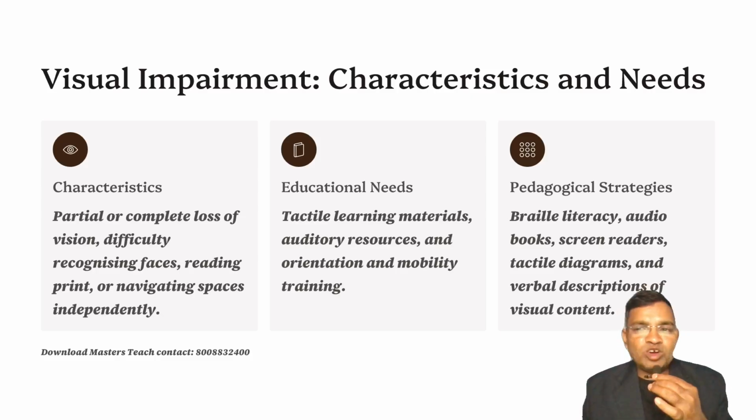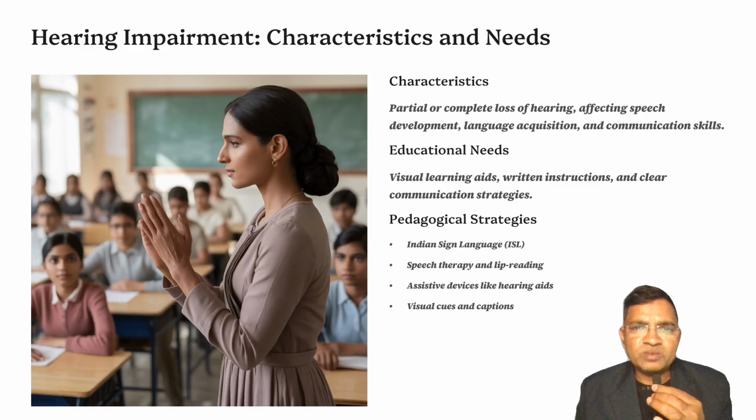So what are the pedagogical strategies for visually impaired children? You may give braille literacy, audiobooks, or screen readers. Okay, so tactile diagrams and verbal description of visual content. So these are the visual impairment characteristics and needs.